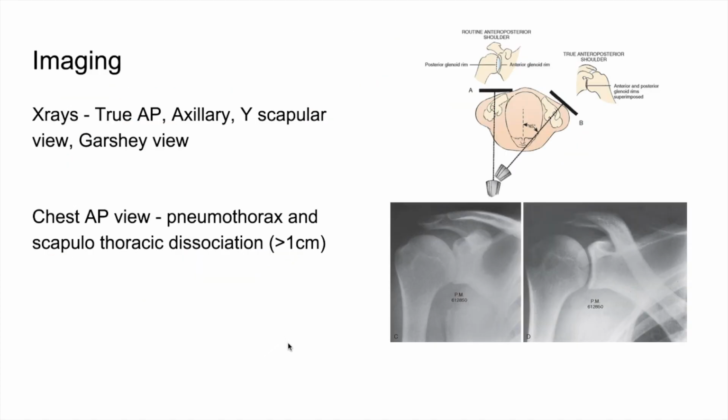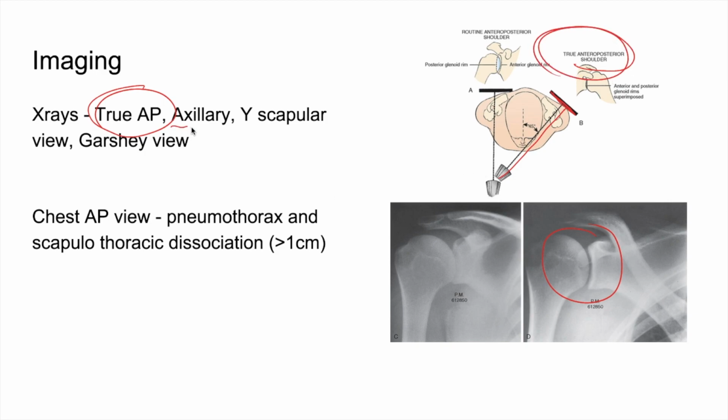How do you image these injuries? So the imaging is done by first X-rays. You take a true AP view. All of us know how to take a true AP view. The plate must be kept against the chest wall posteriorly, and the beam is directed at 45 degrees so that the glenohumeral joint is made out well. This is called a true AP view of the shoulder, right?